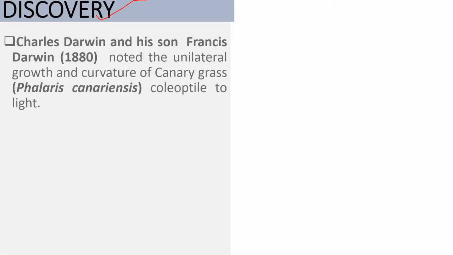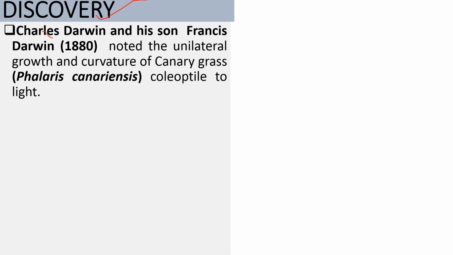Next is discovery. So in this field, firstly, Charles Darwin and his son Francis Darwin in 1880 noticed that जो यूनिलेटरल लाइट है उसकी वजह से जो grasses है मोस्टली जो उन्होंने स्टडी किया था, that was canary grass, that grass shows curvature in the direction of light. मूवमेंट शो करता है in the direction of light. And the botanical name of this grass is Phalaris canarensis, and this grass coleoptile show curvature in the direction of light.